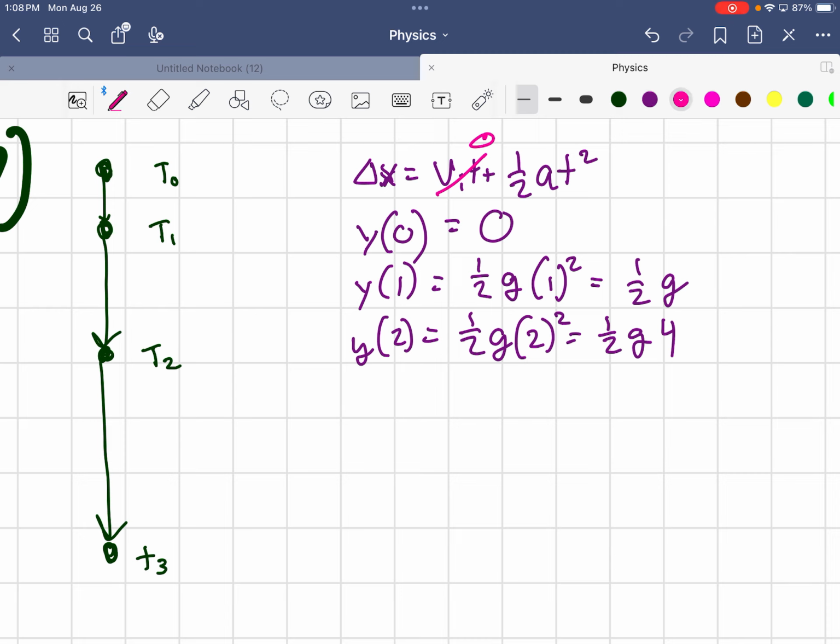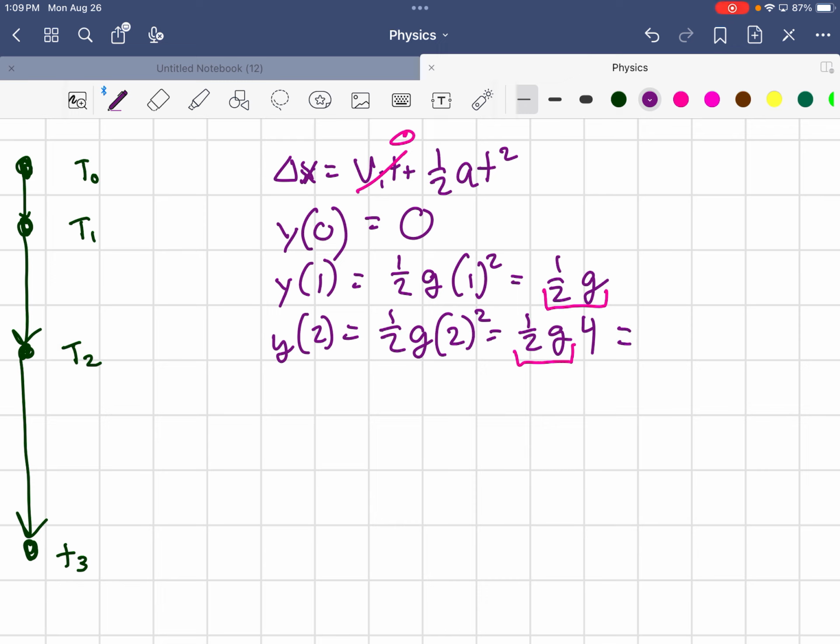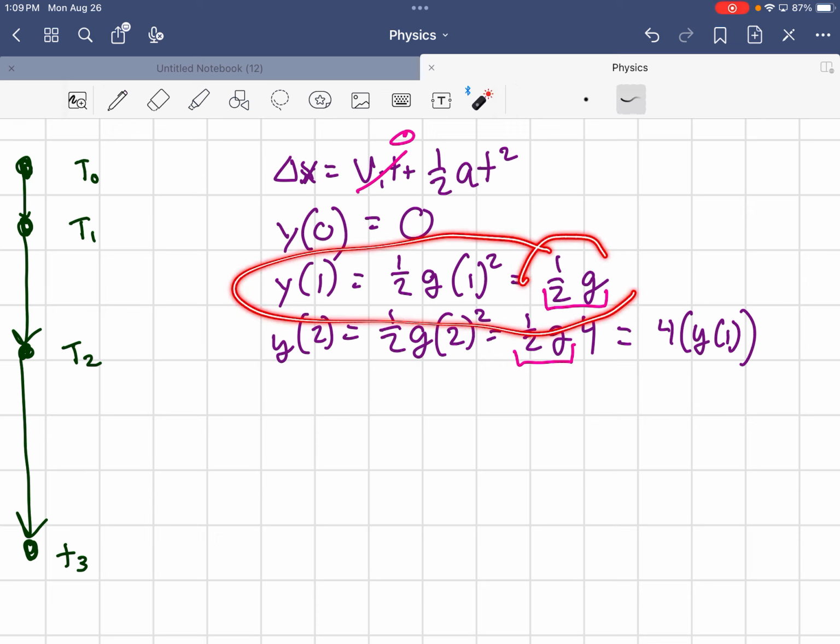But hey, look at this. This is the same as this, right? Okay, so then I'm going to do some clever math, and I'm just going to say y of 2 equals 4 times y of 1. Okay? So I just took this equation and I plugged it in for there. And we're going to use this to find the pattern later on. That's why we're doing it. Are we good for that?